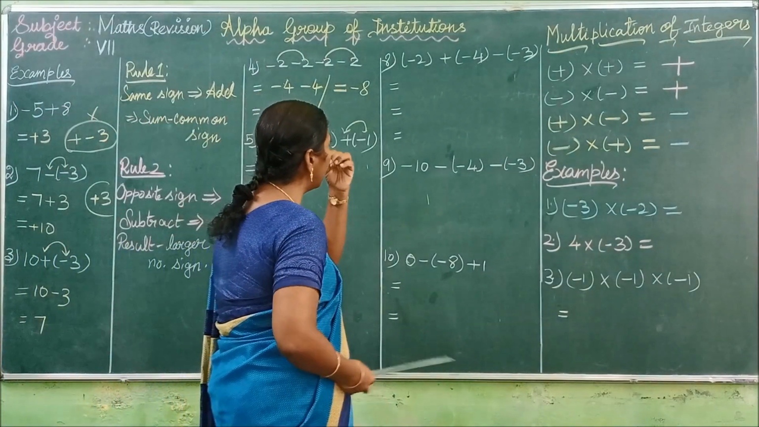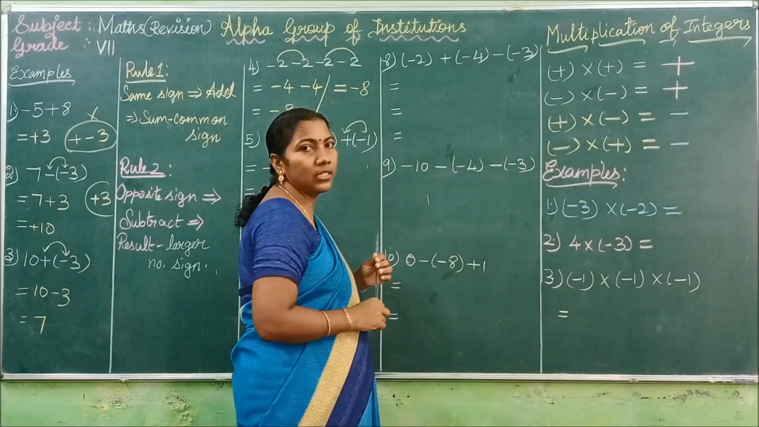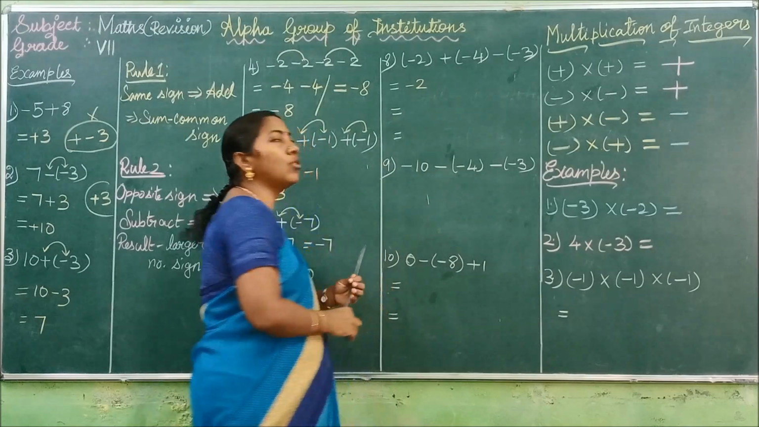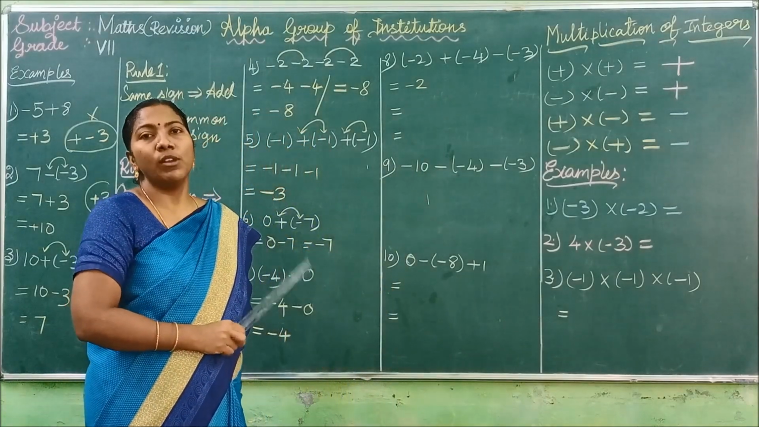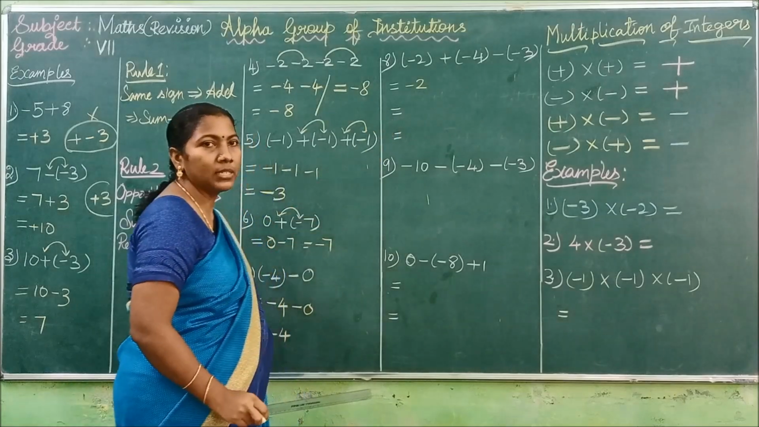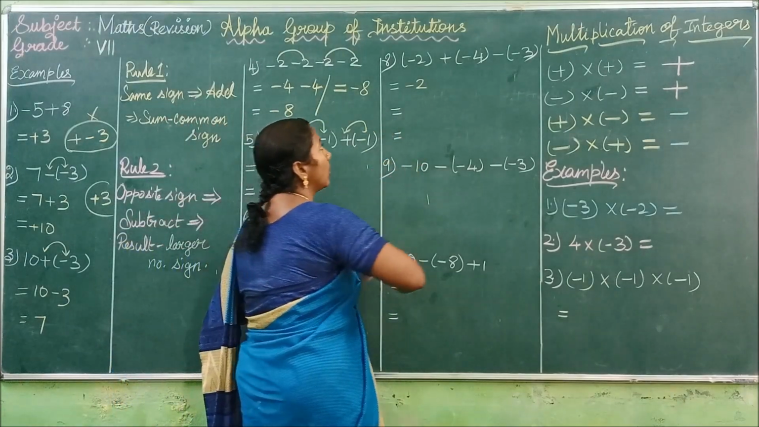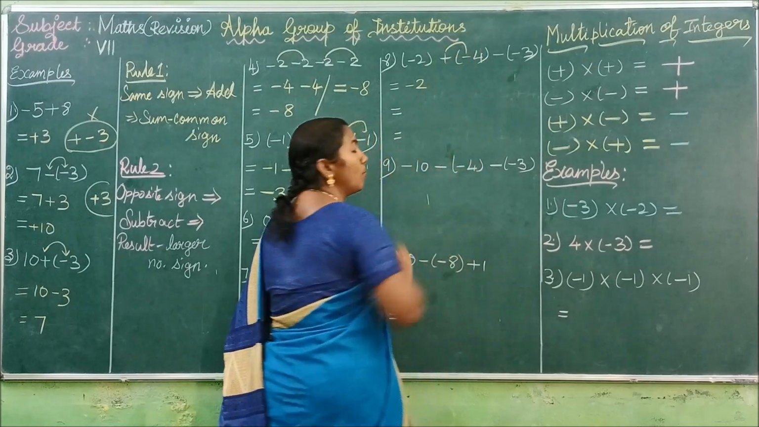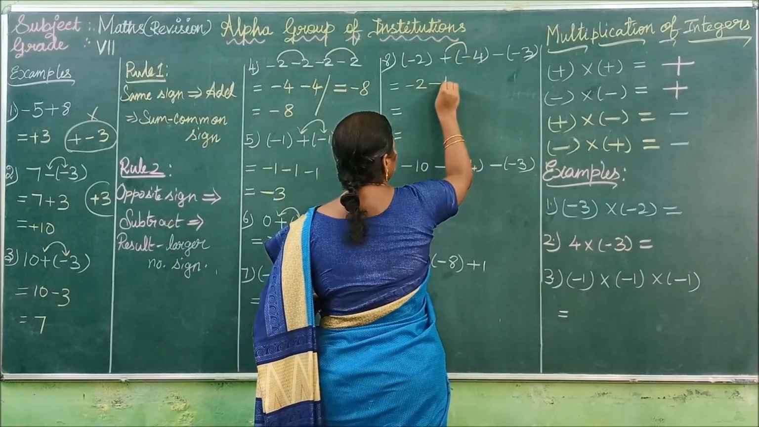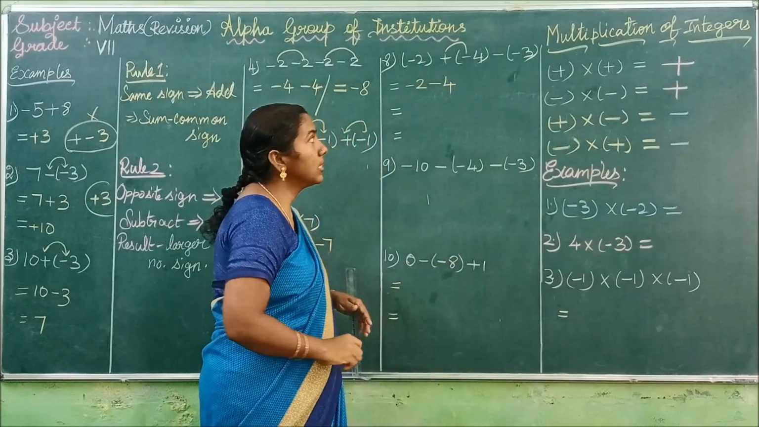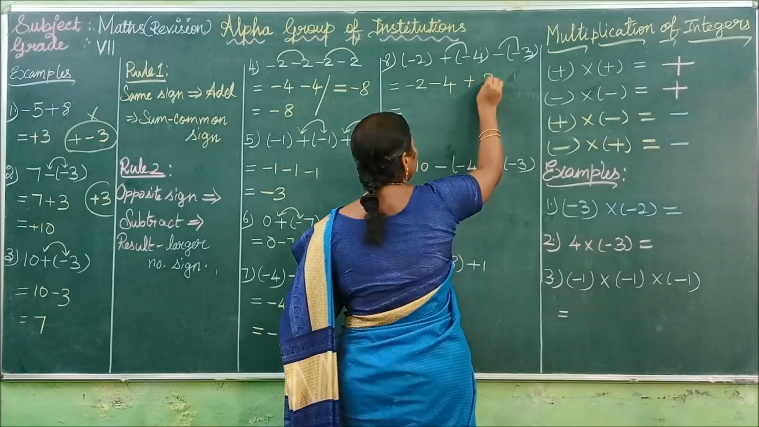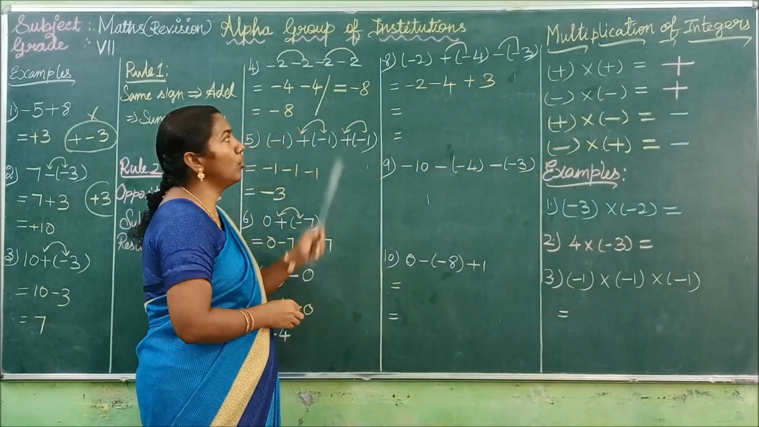Minus 2 plus minus 4 minus of minus 3. So first we are writing the first integer as it is. There is no need to multiply the symbol for the first integer because before the first integer there are no symbols. Okay. See the second one. What are the symbols? Plus into minus. They are opposite signs. So plus into minus, minus. Write the integer as it is, 4. It's clear. See the next one. Minus into minus, plus 3.